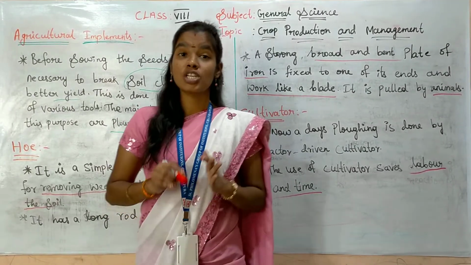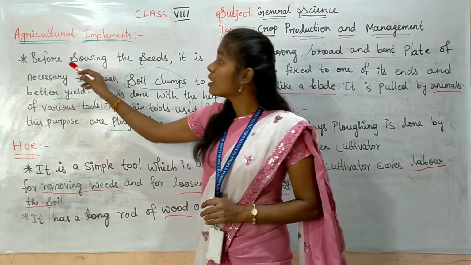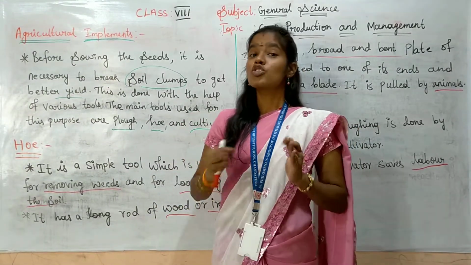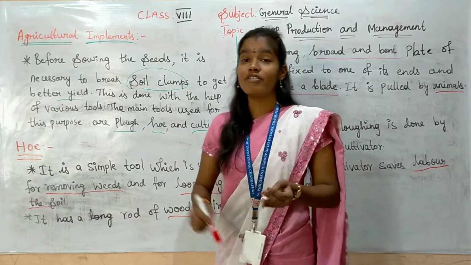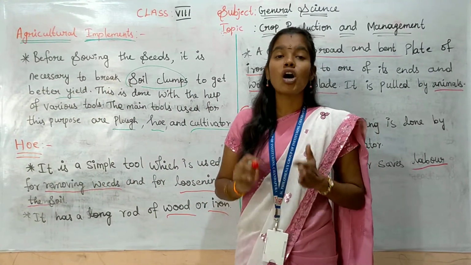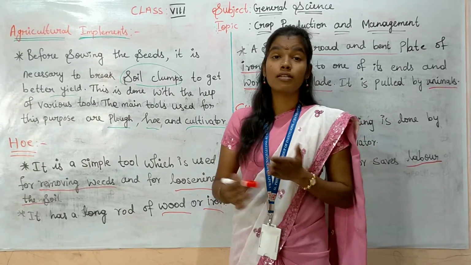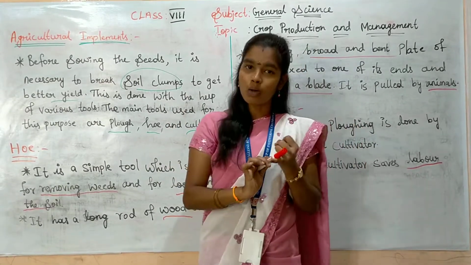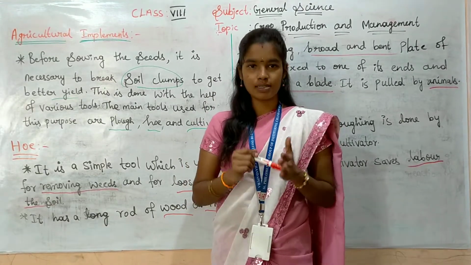So in this session we have discussed agricultural implements before sowing. In the previous class we discussed preparation of soil. So the next step in agricultural practice is sowing. Before sowing, what must we do? It is necessary to break soil clumps for better yield. How do we do that? We break the soil clumps by using various tools. What are those tools? Plow, hoe and cultivator. So these three tools we have discussed in this session.